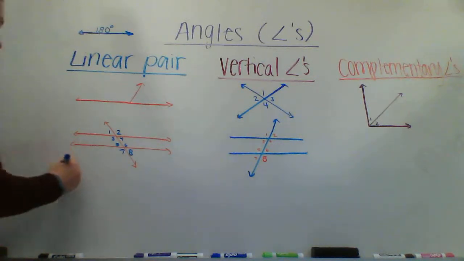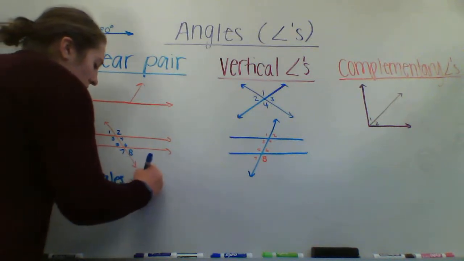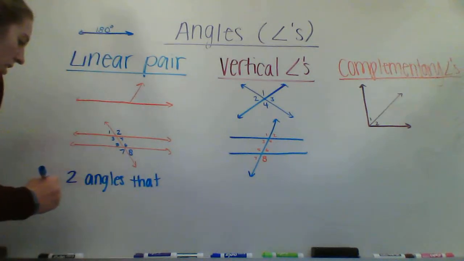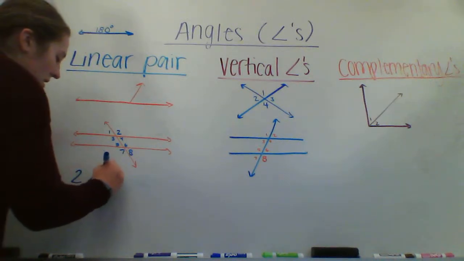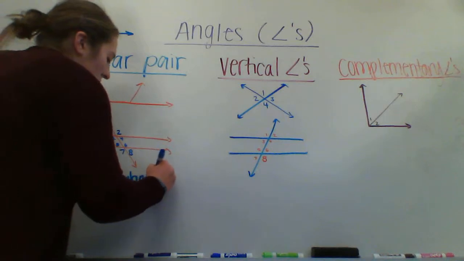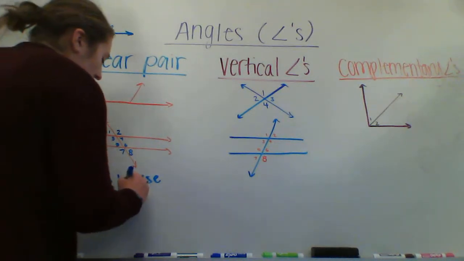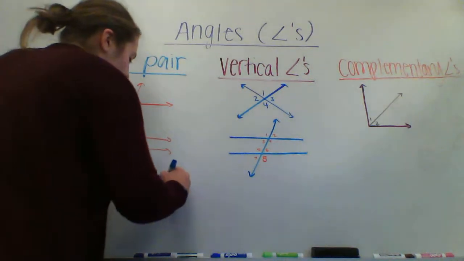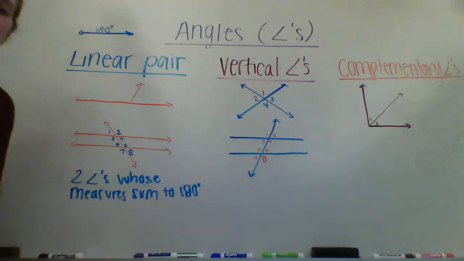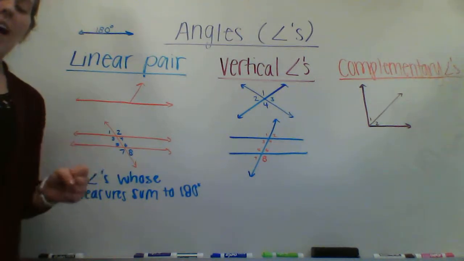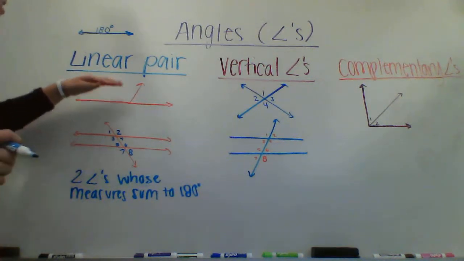So a linear pair are two angles, well, we're going to simplify this. Two angles whose measures, so the measure of the angle, sum to 180 degrees. So that's simply saying that if given two angles, if they add to 180 degrees, then they are a linear pair, because a line adds to 180 degrees.